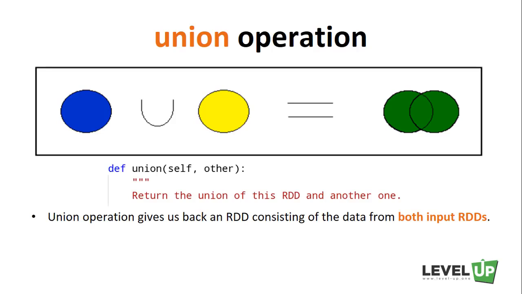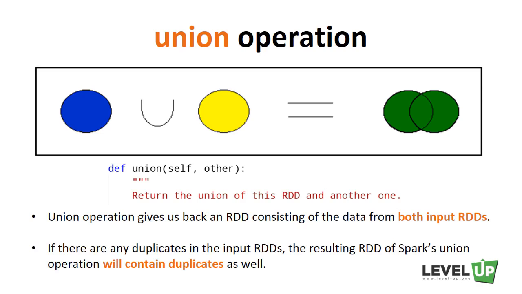This is quite useful in a lot of use cases. For instance, we can use it to aggregate log files from multiple sources. It is worth mentioning that unlike the mathematical union operation, if there are any duplicates in the input RDDs, the resulting RDD of Spark's union operation will contain duplicates as well.